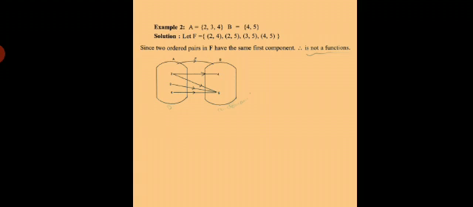Second example: A equals {2, 3, 4}, B equals {4, 5}. Now f is given, that is (2, 4), (2, 5), (3, 5), (4, 5). Since here, see the diagrams, two ordered pairs in f have the same first component. Compare the first example and the second example. See, in the second example, f has the same first component. Therefore, it is not a function.